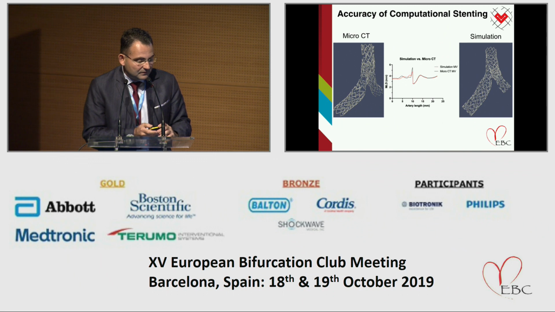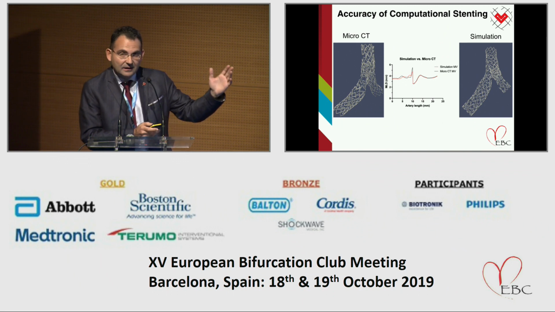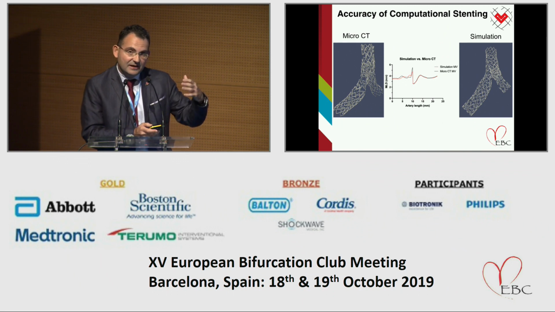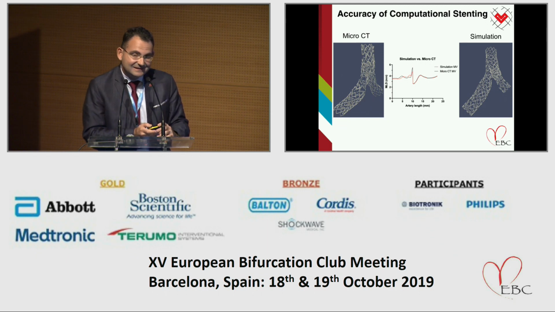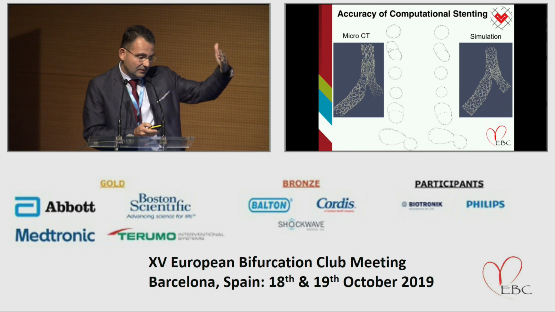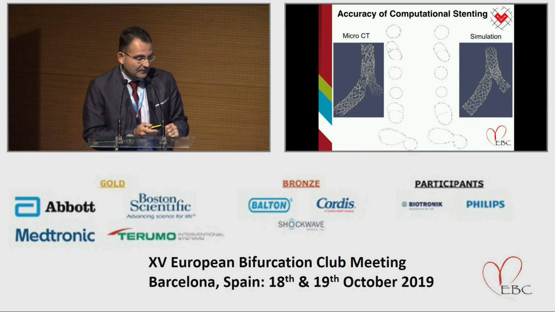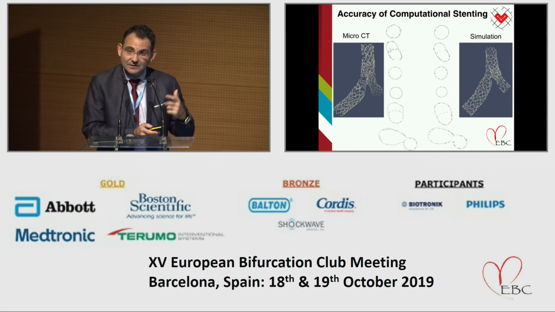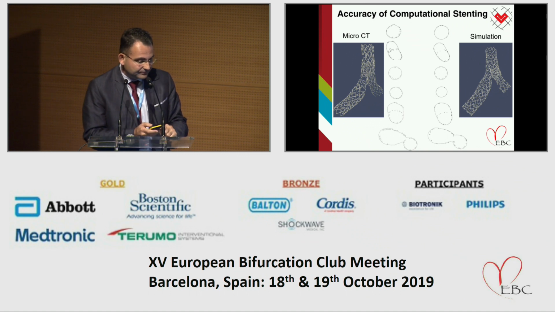Just briefly, an example of accuracy. On the left, we have a micro-CT. It's a bench test. And then we have the same bifurcation stented with the same exact stent. On the right-hand side, with a computational simulation, you can see pretty good agreement between the two approaches, the reality and the simulation. And then we cut serial frames from the proximal main vessel to the distal, and you can appreciate pretty comparable results. Even in the third from the top, you can see some malapposition in reality, which is reproduced by the computational approach.